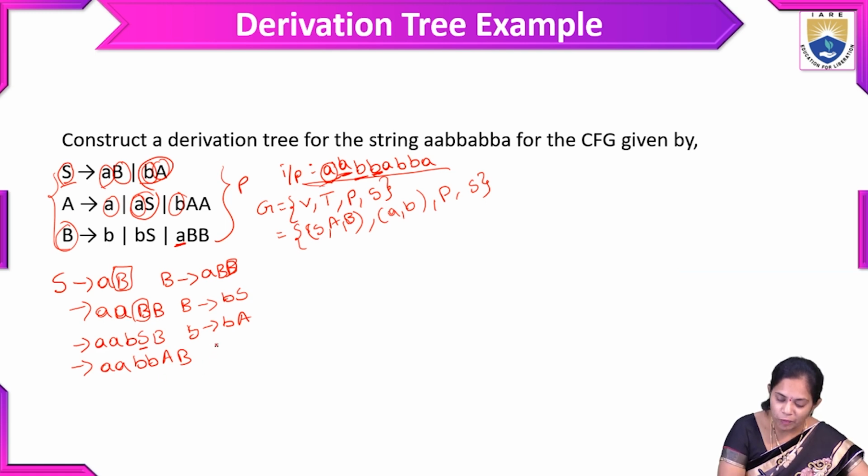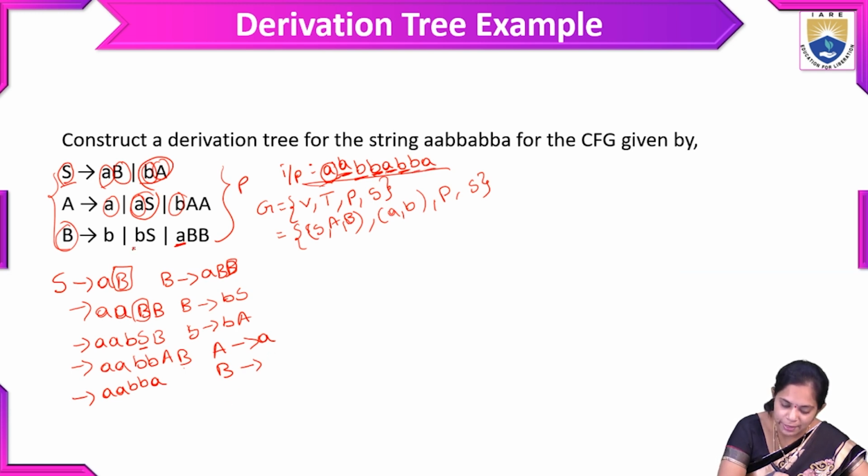And here A, the next input symbol is A, so I will substitute A tends to A. So A, B, B, A and B is there. Instead of B, what do we have to write? A is already there, so we require B, B, A. So B tends to BS, I will write. So A, B, B, A and B, S.